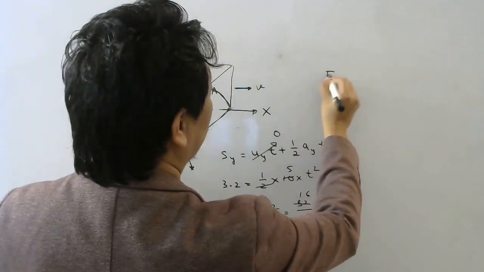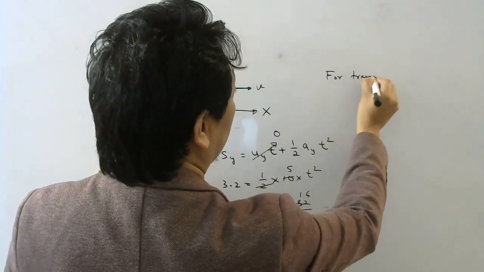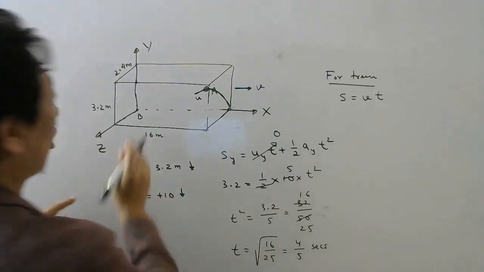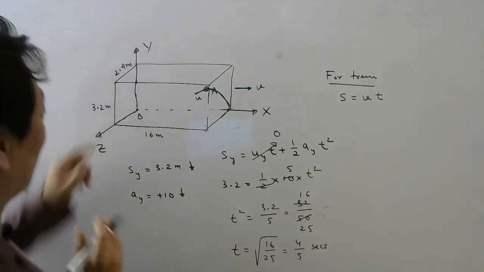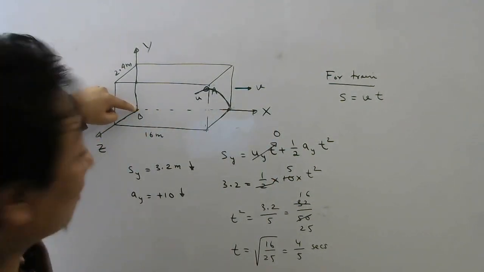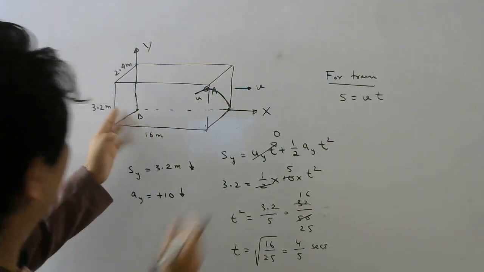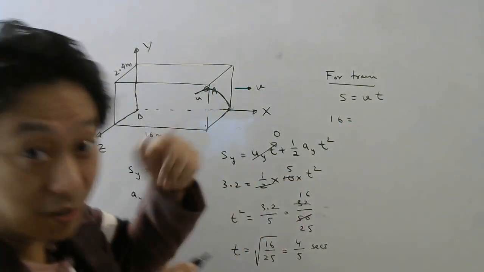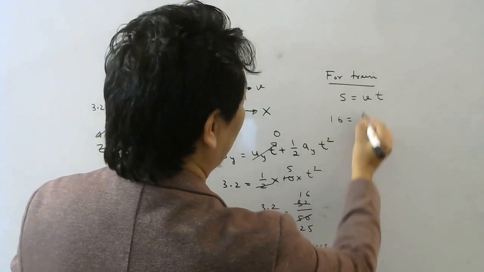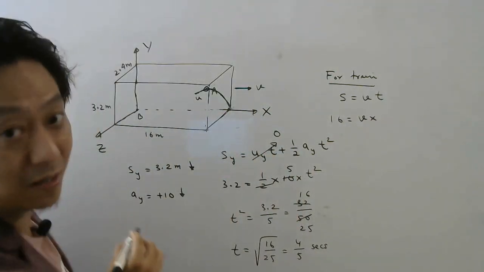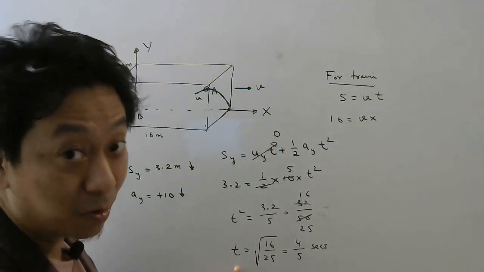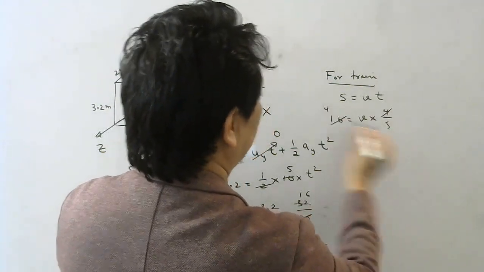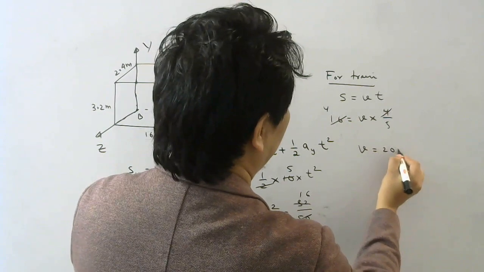So for the train, displacement equals velocity into time. How much displacement does the train have to make? Because this point of the train has to reach here, it means the whole train has to travel 16 meters by the time the stone reaches the ground. With what velocity? We don't know. And the time taken is the same as the time taken by the stone to reach the ground, 4 by 5. So 4 4s are 16. If you cross multiply, 20 meters per second.